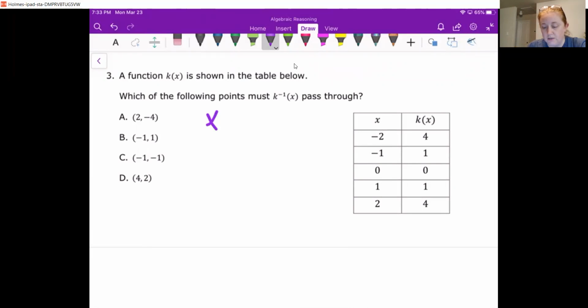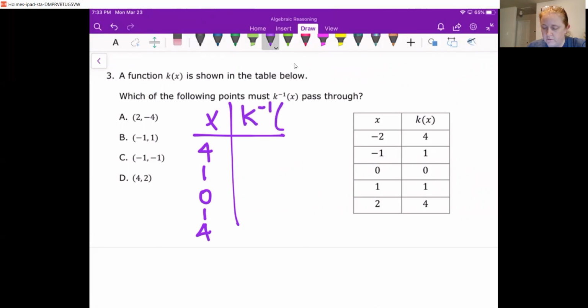So I'm going to actually make my own table for the inverses. So I have my new x column. So that's going to be the old y's. So that's my 4, 1, 0, 1, 4. And my new inverse of x is my old domain. So -2, -1, 0, 1, and 2. So let's see which of these points now are in our multiple choice.